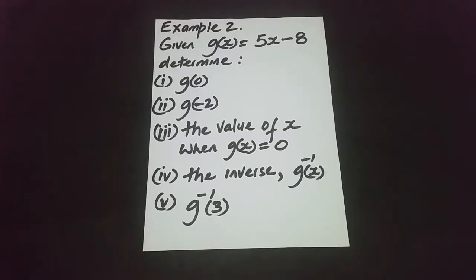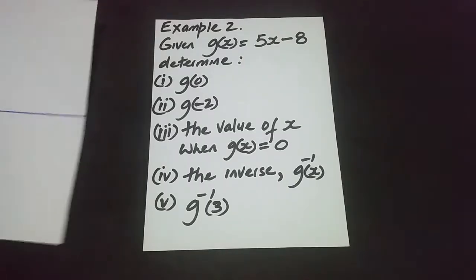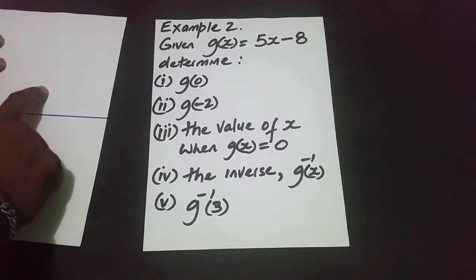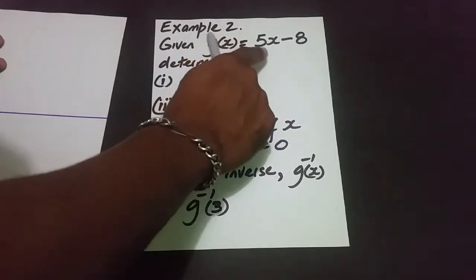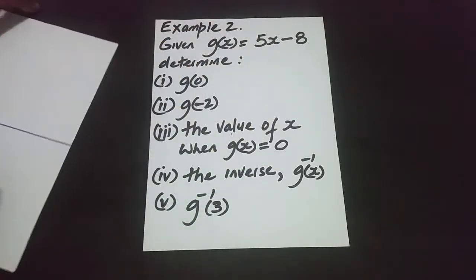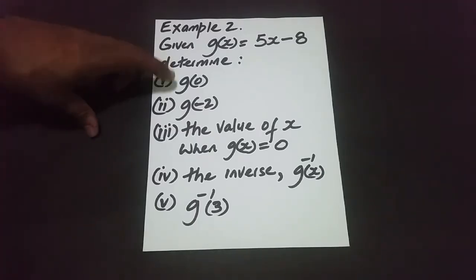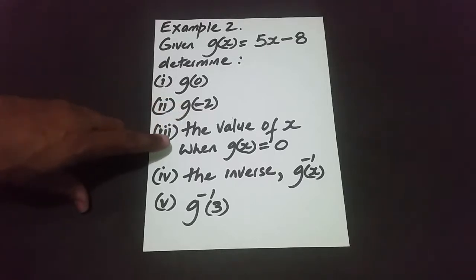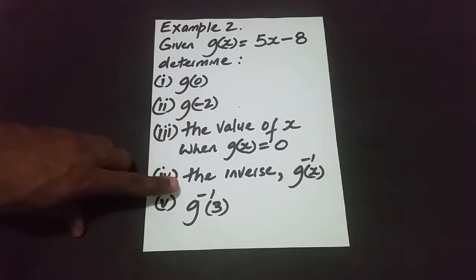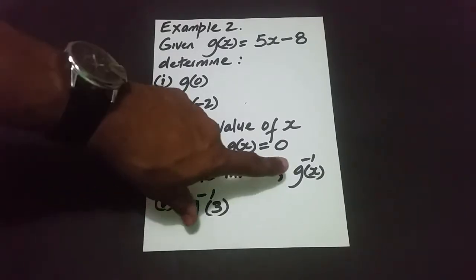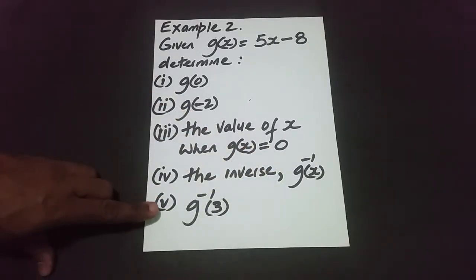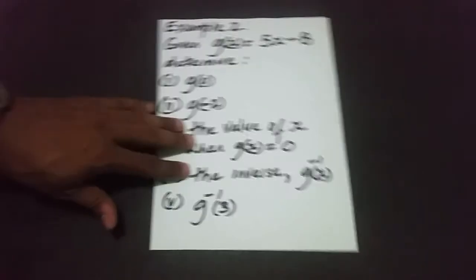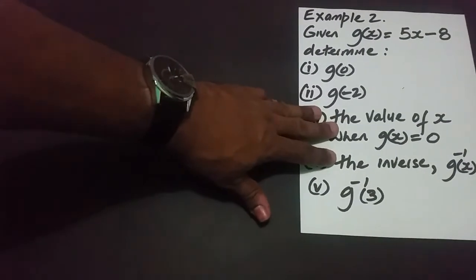All right, guys, so here we have example 2, where we're given g of x, and we're told that g of x is equal to 5x minus 8. We're asked to determine g of 0 in part 1, g of negative 2 in part 2, and the value of x when g of x is equal to 0. We're asked to determine the inverse, which is denoted like that, and in the final part we're asked to determine the inverse of g of 3. So let's get straight into the solution of this question.